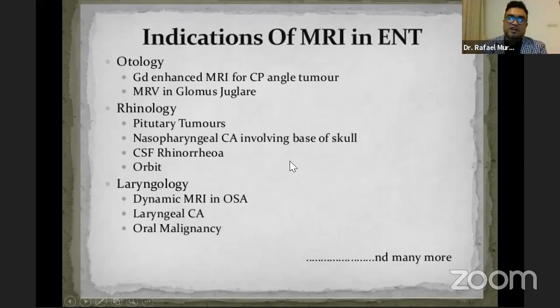So, indications of MRI in ENT. Mainly in otology, we use gadolinium enhanced MRI for CP angle tumor, MRV in glomus jugulare. In case of rhinology, we can detect pituitary tumors, nasopharyngeal carcinoma involving base of the skull. We can detect CSF rhinorrhea, orbit. And in case of laryngology, dynamic MRI in OSA, laryngeal carcinoma, oral malignancy, and many more.